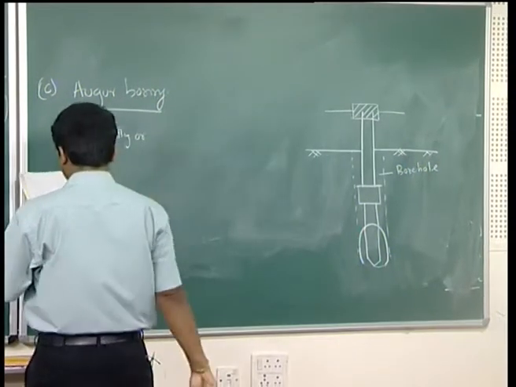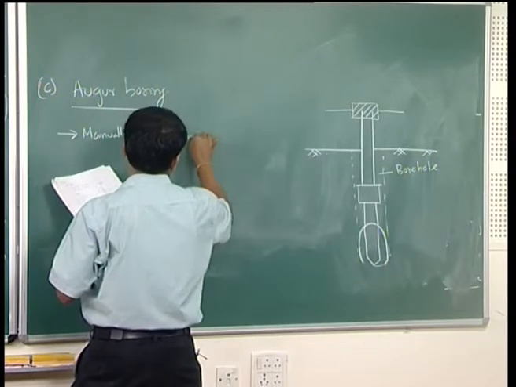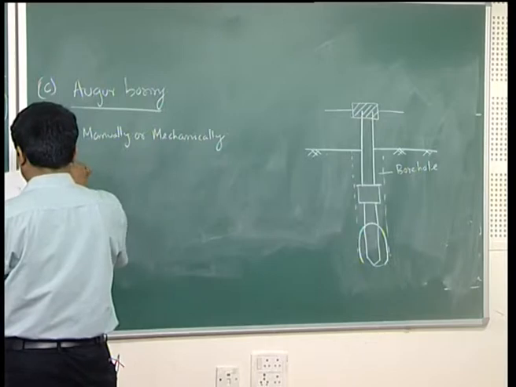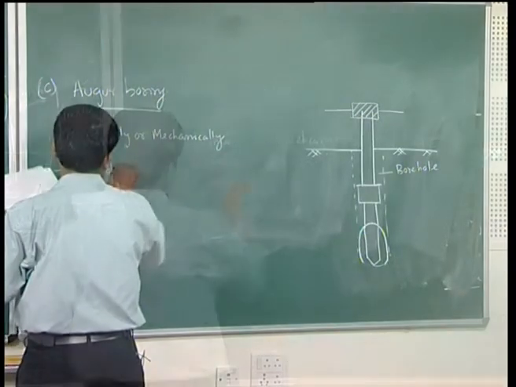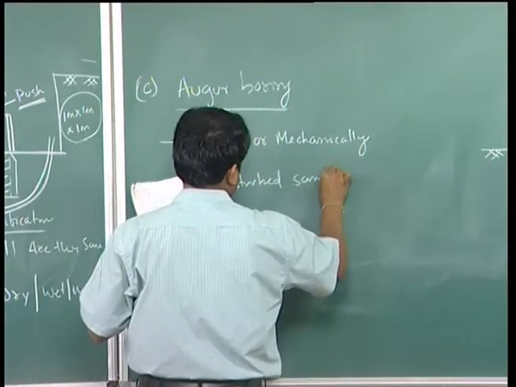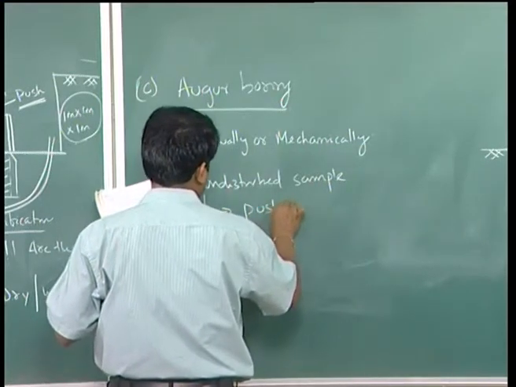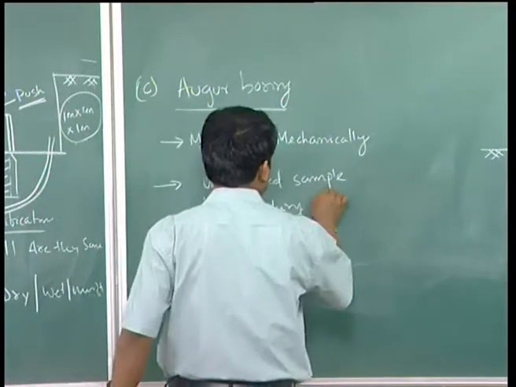Manually or mechanically operated. Undisturbed samples obtained by pushing the sampling tube.